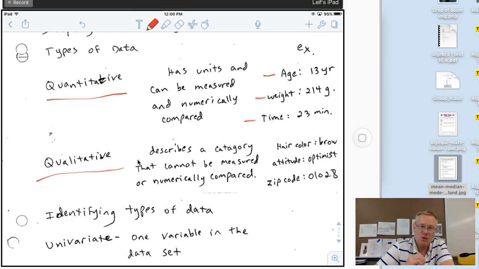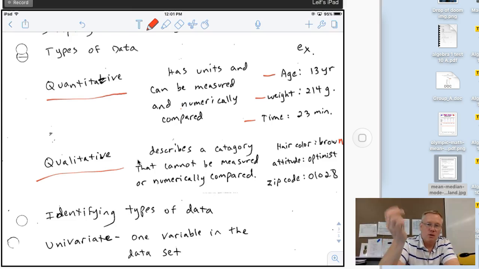Qualitative describes a category that cannot be measured or numerically compared. For example, hair color, brown, I should have an N after it, it got cut off. Attitude, how was your attitude? It was optimistic. You can't numerically compare that to somebody who was pessimistic or whatever other attitude you might have. Zip code is a tricky one because it's got numbers. It's numerical, but it can't be numerically compared.